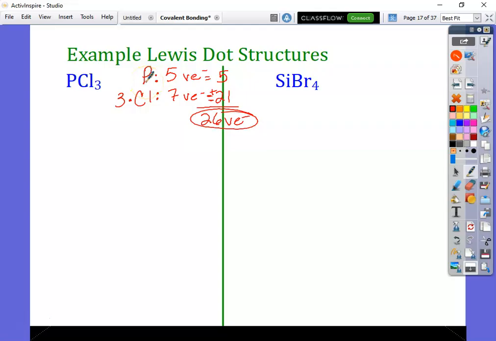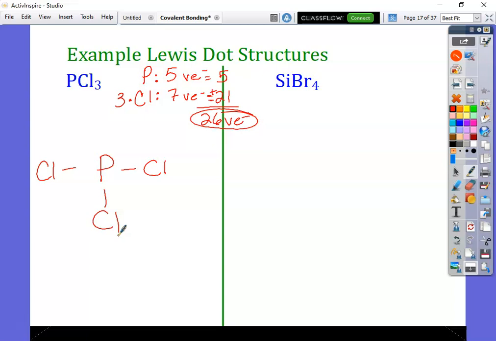So phosphorus will become our central atom of our molecule. Then we're going to draw a line from our central atom to each of the outer atoms. Notice I haven't done any counting or anything yet. All I've done is chosen my central atom and then said, all right, this one's in the center, everything else has to be bonded to it. And so I have drawn a line from that atom to the outer atoms.